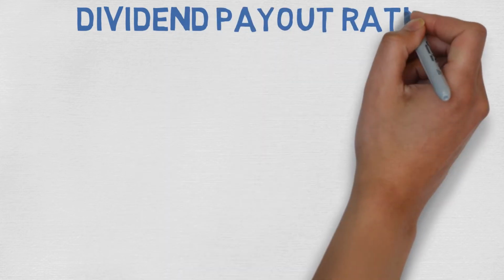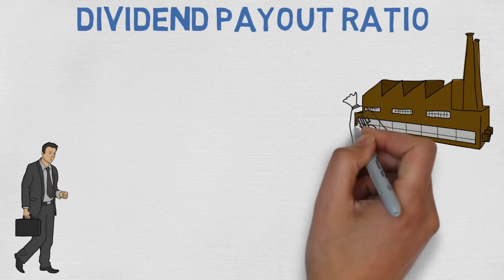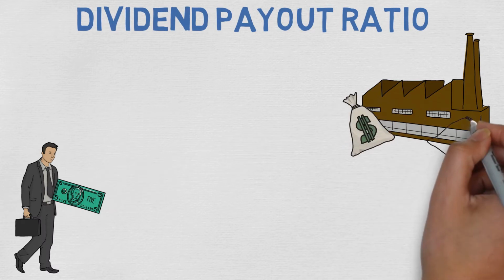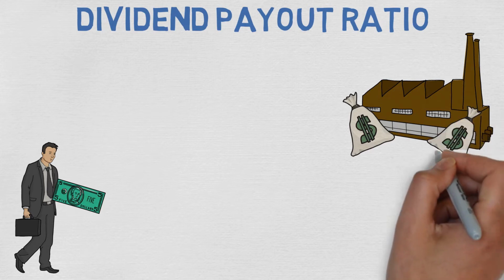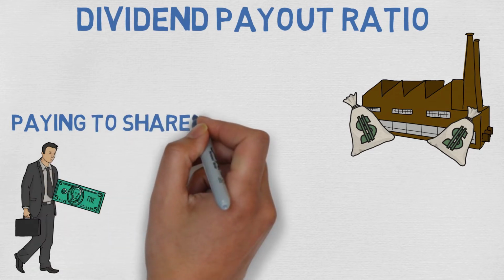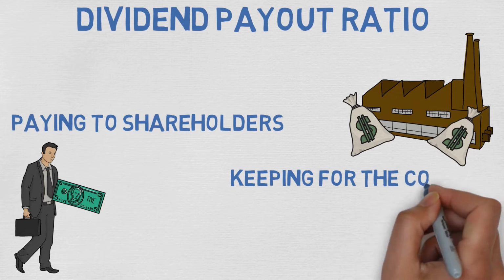And let's get started. So, what is the dividend payout ratio? It is the percentage of earnings paid to shareholders in dividends. Companies don't always pay all their profits to shareholders. The amount that is not paid to shareholders is retained by the company. So simply put, dividend payout ratio tells us how much a company is paying to shareholders and how much they are keeping for the company.